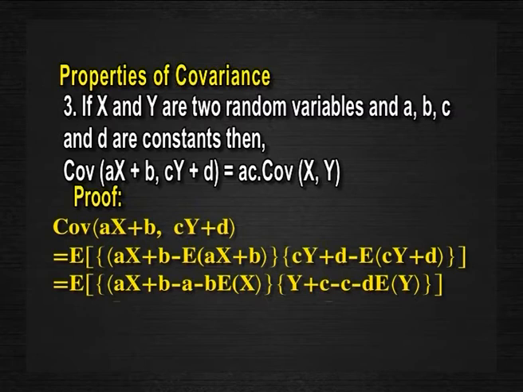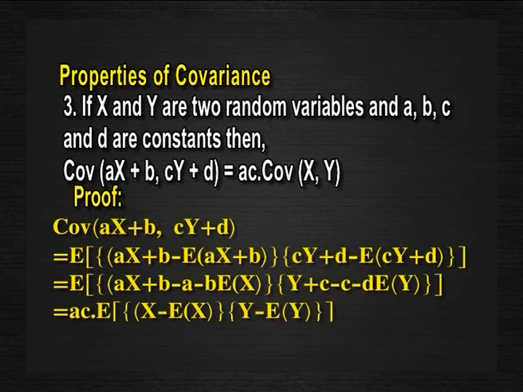By cancelling same terms with opposite signs and taking constant terms outside, we get a into c into expectation of (X minus E of X) into (Y minus E of Y), which is equal to a into c into covariance of X, Y.